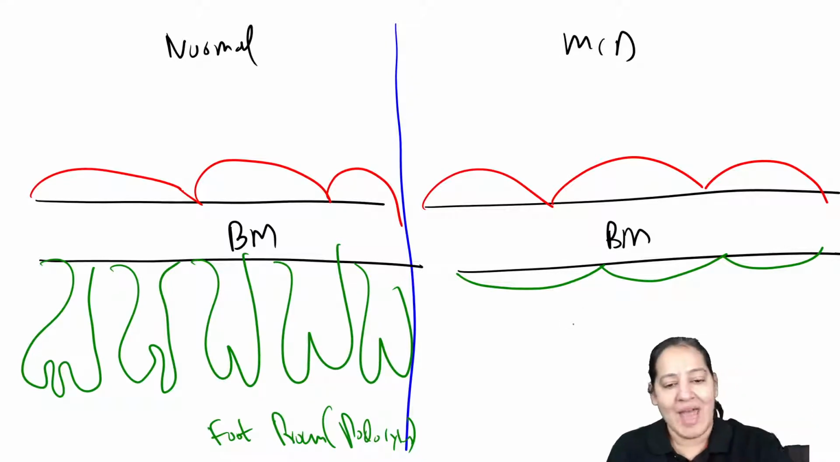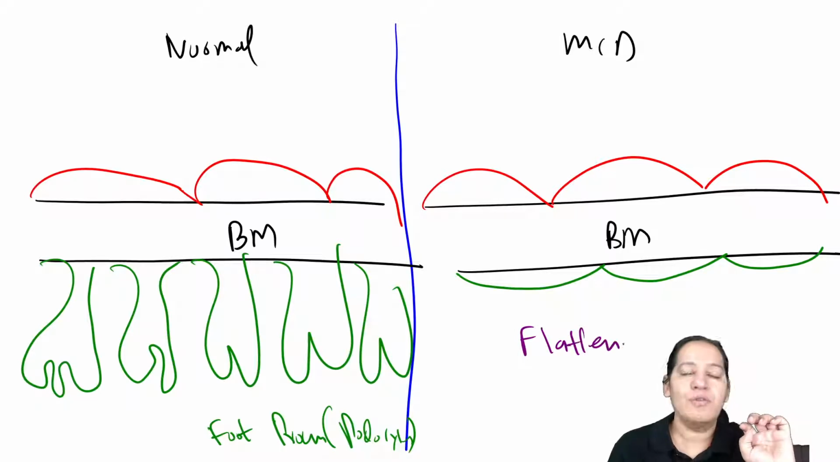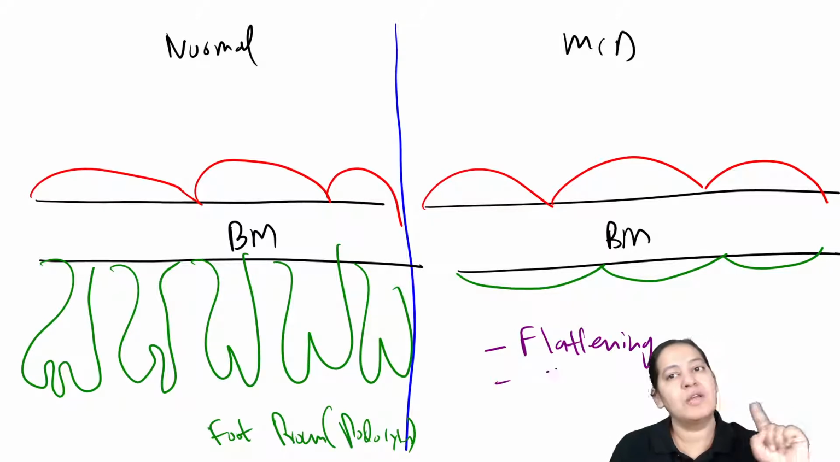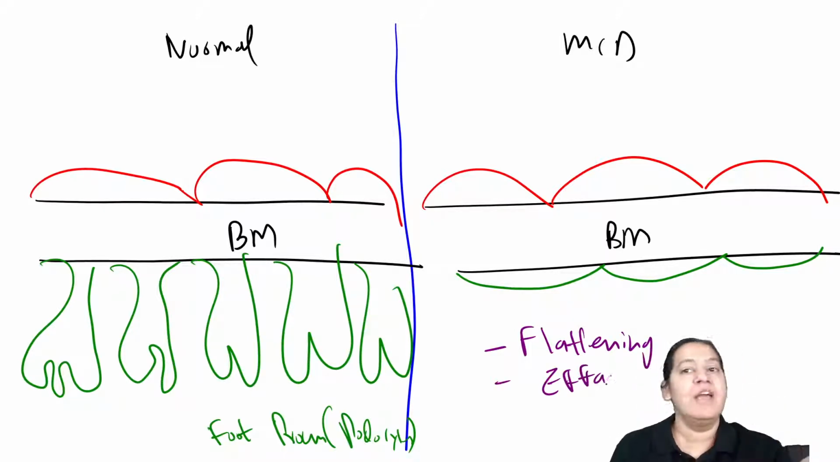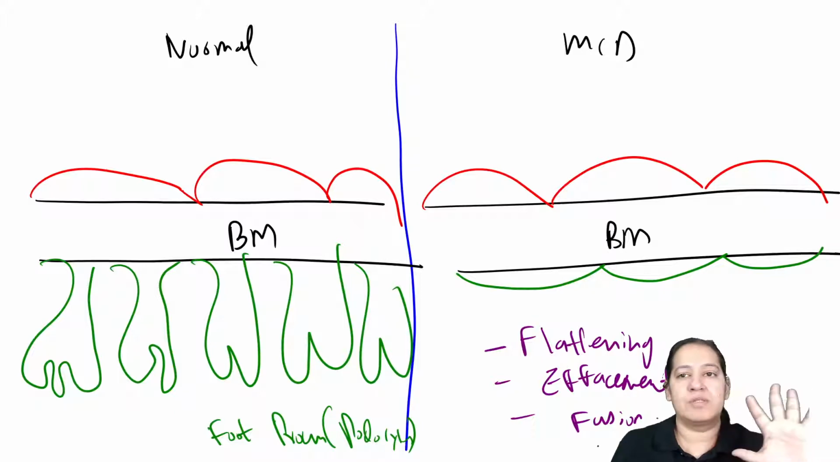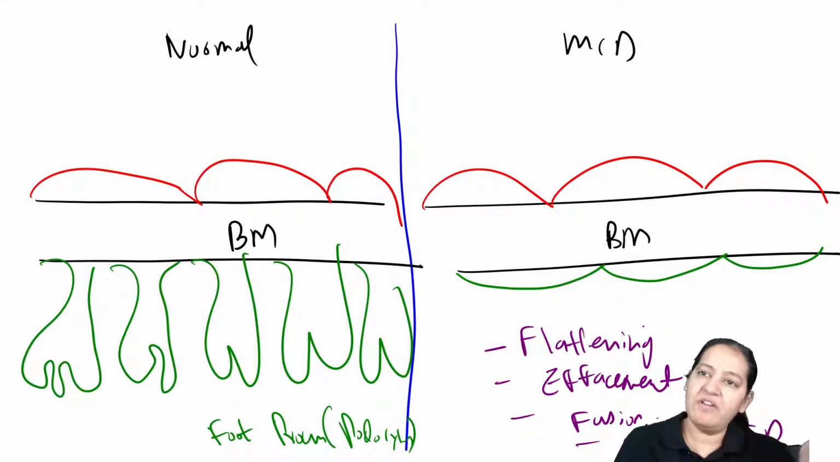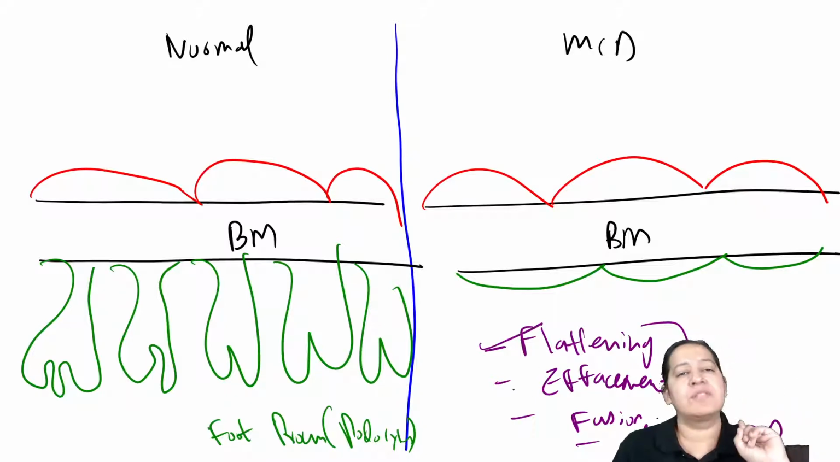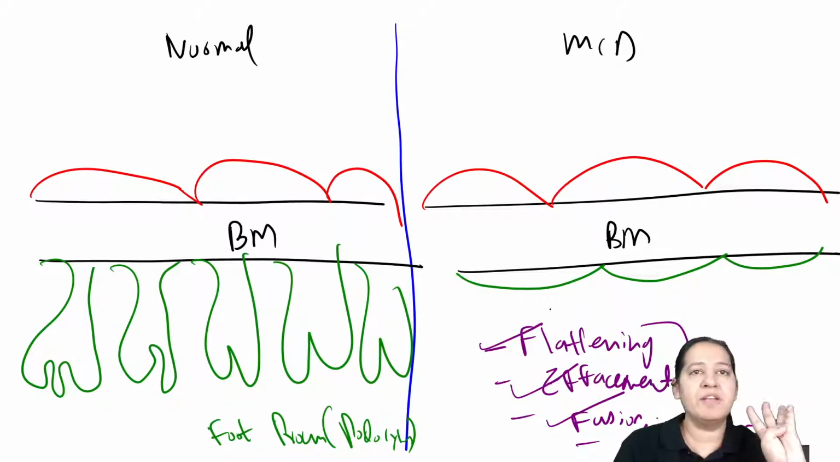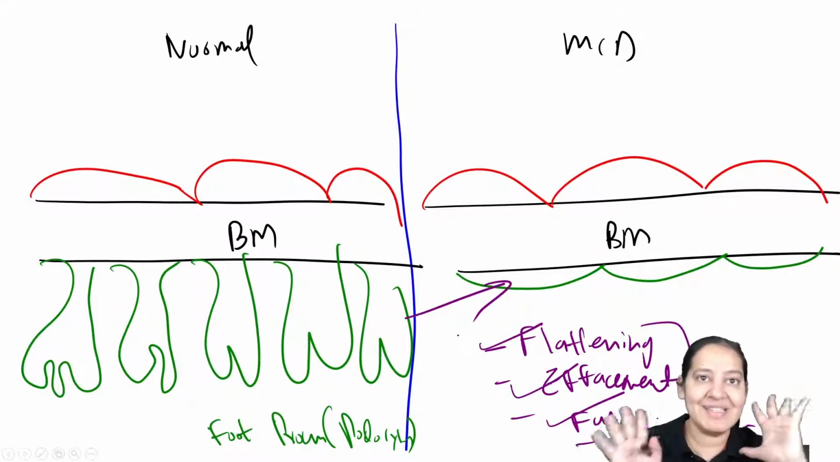What is it known as? It is known as flattening of foot processes. So foot processes become flattened, or it is known as effacement, the same thing. Effacement of the foot processes, or fusion of the foot processes, or loss of foot processes. So whatever you say, either flattening, effacement, fusion, or loss of foot processes. Now compare the shape both ways. Compare the shape here, compare the shape here. So that is the thing seen in MCD.